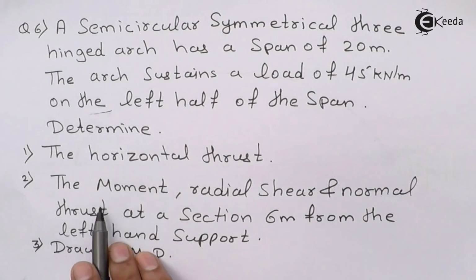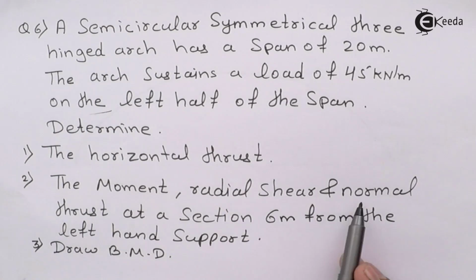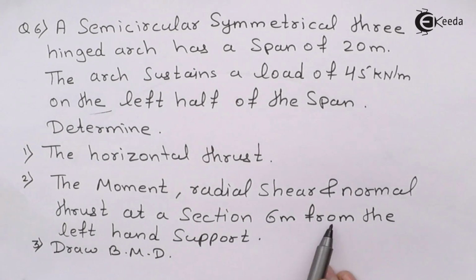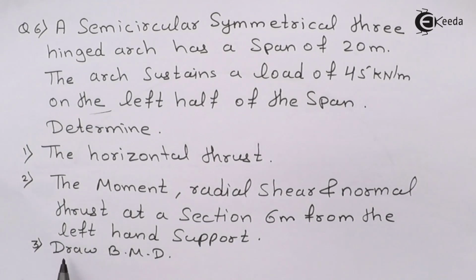Here you have to find the moment, radial shear and normal thrust at the section 6 meter from the left hand support. You also have to find the maximum positive and maximum negative values, because we have to draw the diagram also. That's why we have to find Mx, and maximum and minimum also. So draw the bending moment diagram. Since the diagram is not given in the exam, please draw the diagram first.